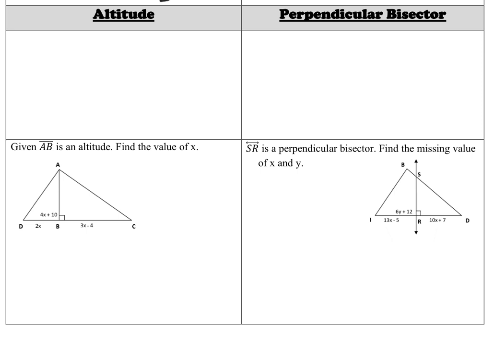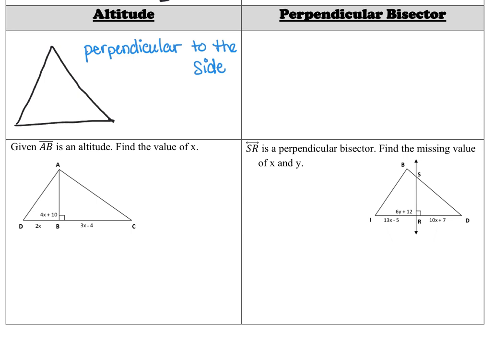Here we are with our last two special segments in our triangles. We're going to look at the altitude here, which means perpendicular to our side. In order to draw this altitude, we're going to take one corner of the triangle and draw that straight down. Remember, perpendicular lines should form that right angle. We have a 90-degree corner there.